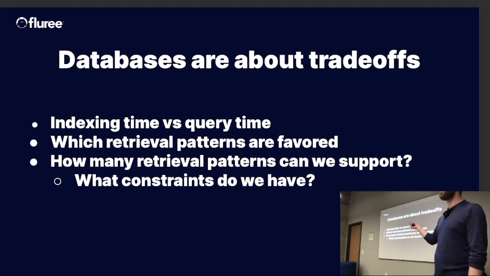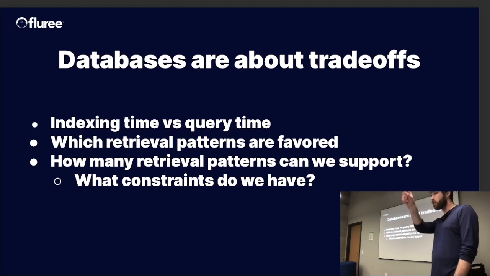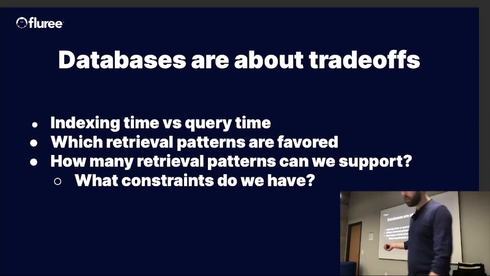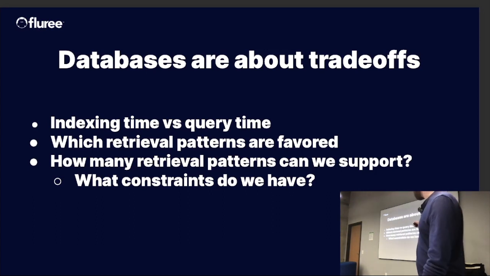If I'm looking for a book in the library and all I know is that its cover is yellow, I'm just out of luck because it's not indexed for that pattern. I'm going to have to go through and pull every single book and check, does this one have a yellow cover? Nope, next one.